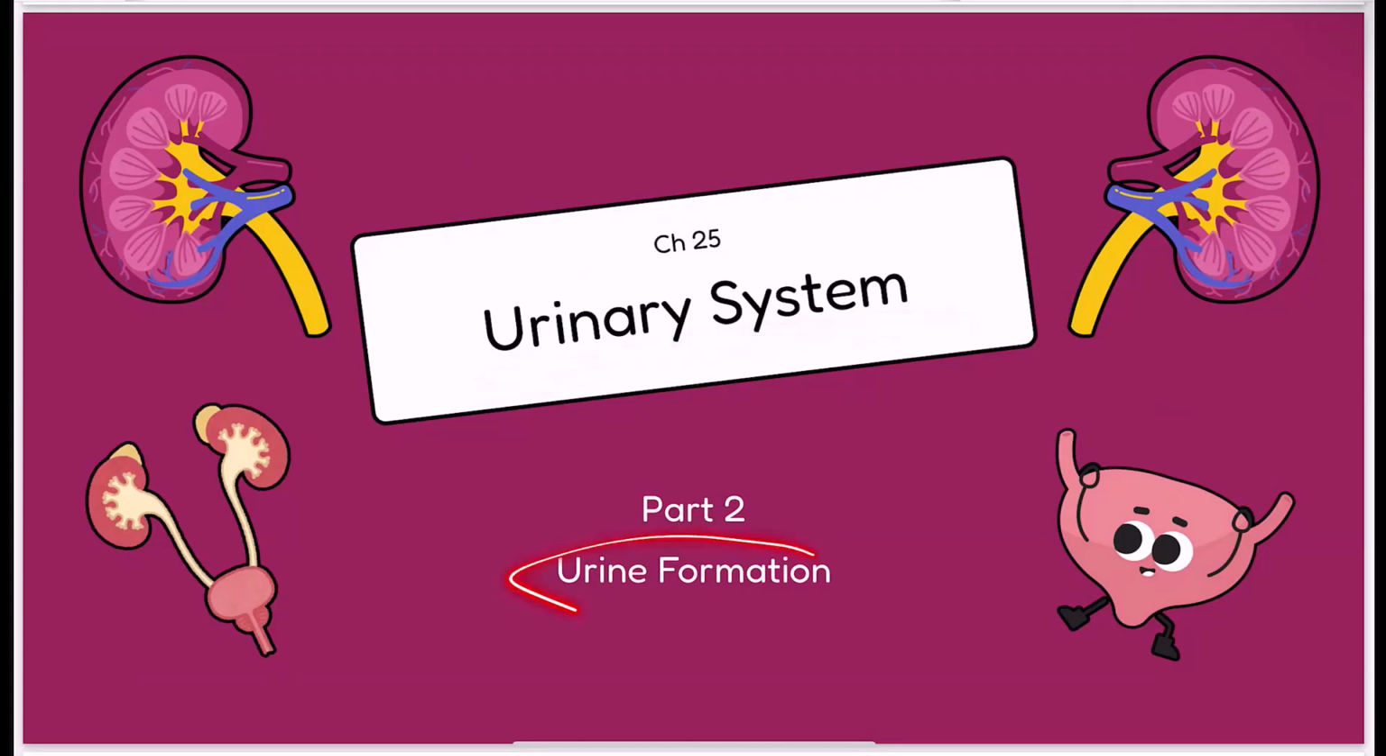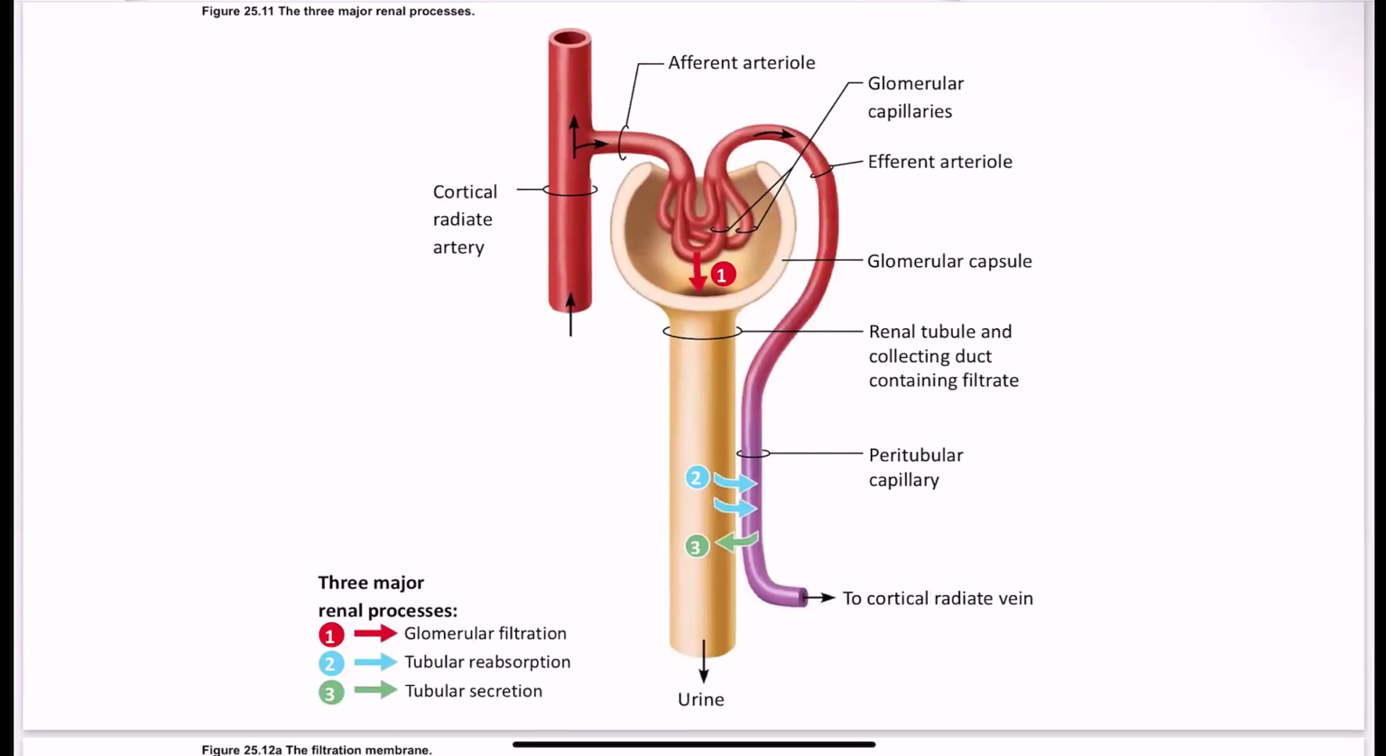Today we're talking about how urine is formed. As a reminder, the nephron, which is the functional unit of the kidneys, the thing that does the kidney's job, which includes making urine, right? It happens at the nephron. So this diagram is showing you generally how the nephron works, which is three major processes.